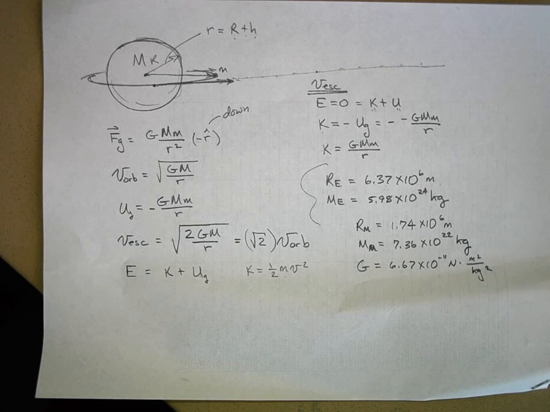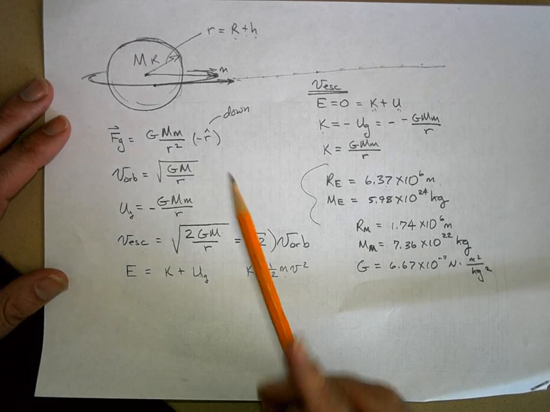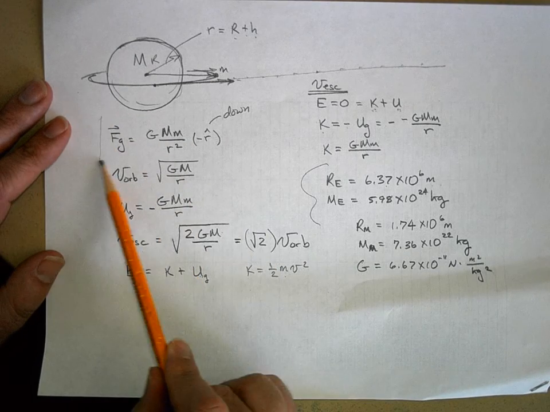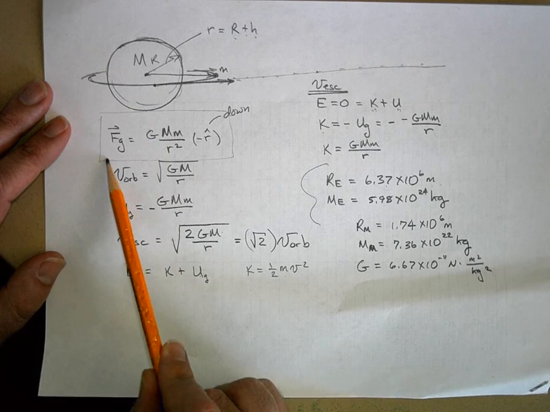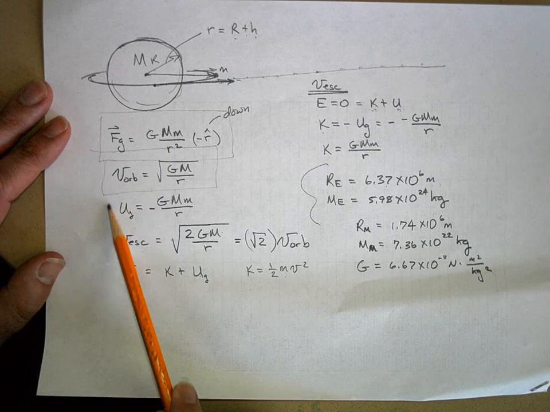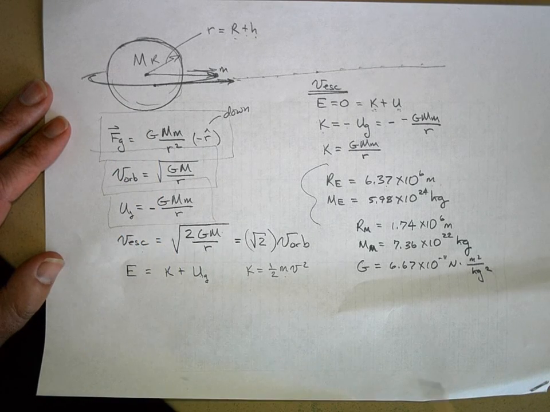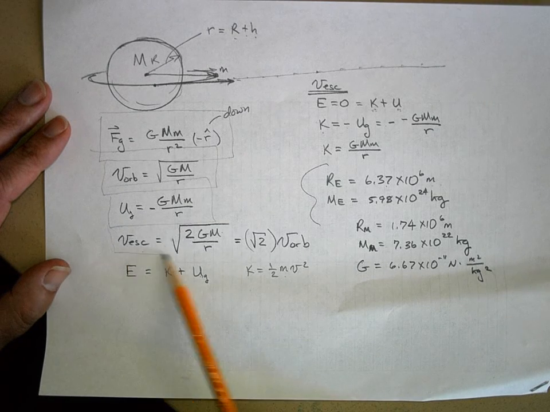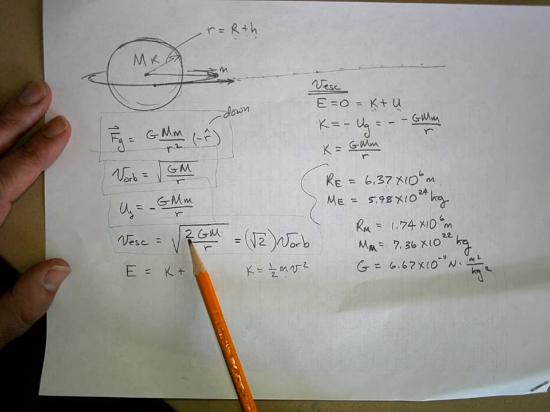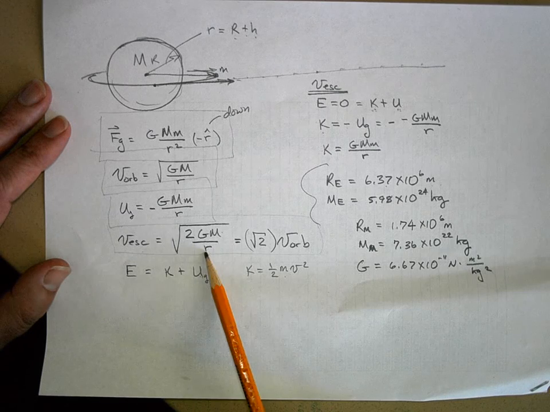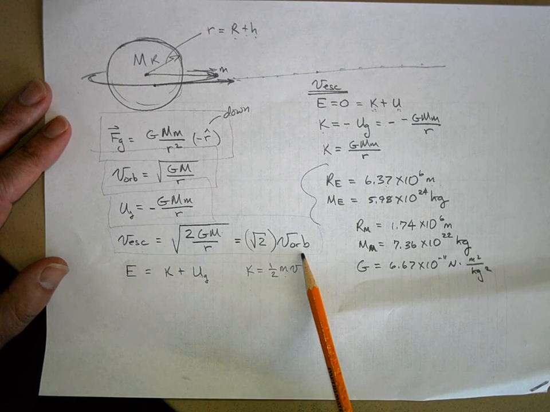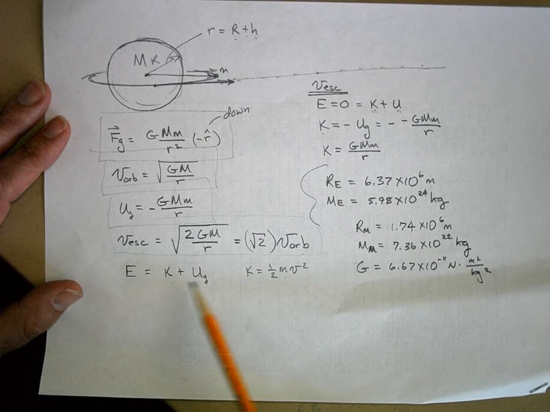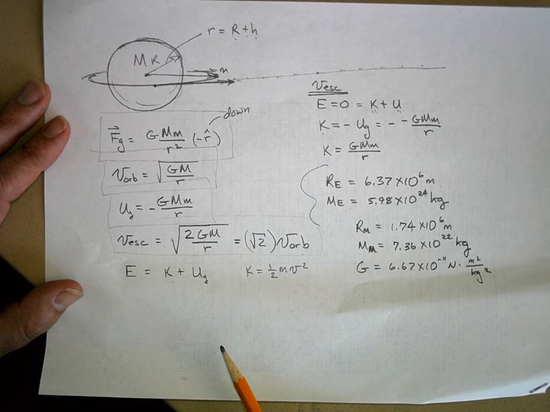All right. Now, so here's the equation for the force of gravity. You need this. The orbital velocity equation, the potential energy in gravity fields above planets, the escape velocity equation, both in square root of 2GM over r, and then square root of 2 times orbital velocity. You need to know that mechanical energy is kinetic energy plus gravitational potential energy. And of course, kinetic energy is 1/2 mv squared.